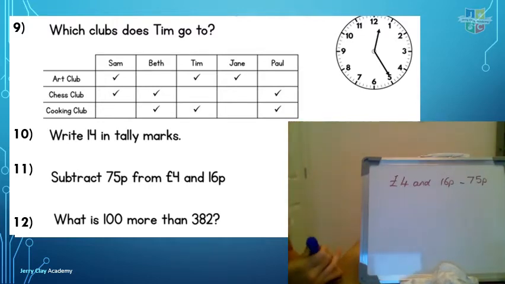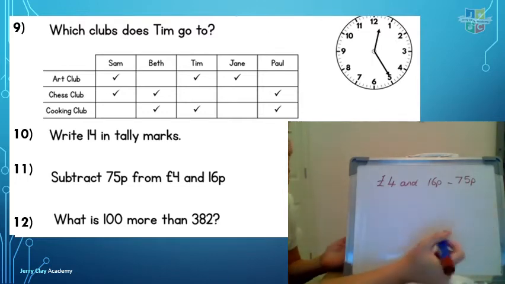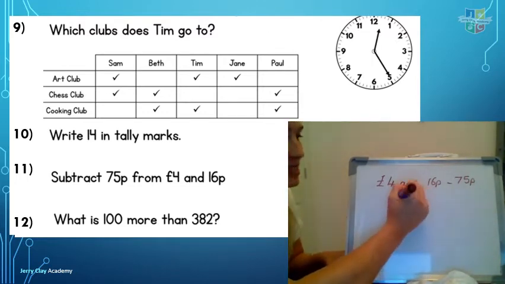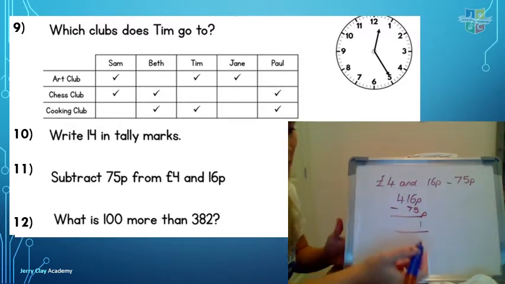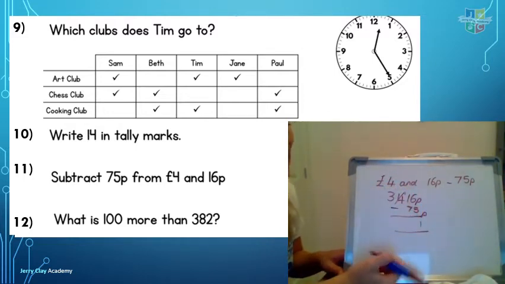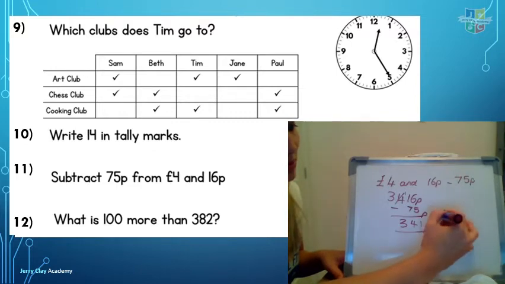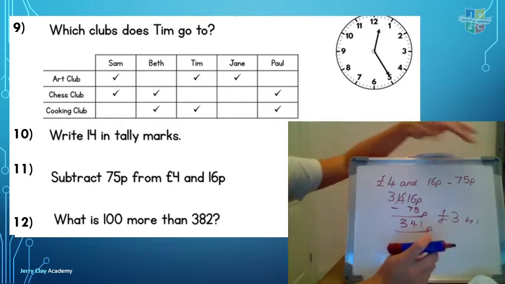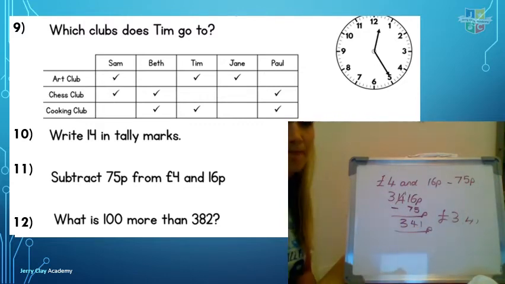So we're taking away 75 pence. Now, obviously we can see that we're going to be exchanging because we've got 16 pence and 75 pence. What we could do first of all is convert £4.16 into 416 pence. Then we can take away 75 pence. 6 take away 5 is 1. 1 take away 7 we cannot do, so we must exchange 100 for 10 tens. 11 take away 7 is 4. 3 take away nothing is 3. So 341 pence, or £3.41 remaining. Another way you could have done it, you could have taken the 16 off the 75 first and then taken away the rest, but that was probably the easiest way to do it.